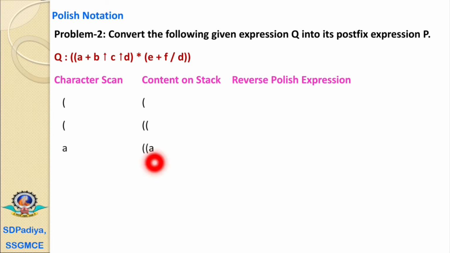Next is A, the operand, that's why push it to the stack. Next is an operator, therefore first we pull the previous scanned operand A from the stack to the expression and we have written this plus on the stack. Next is B, that is an operand, that's why we have pushed it on the stack. Next is the upward arrow, it is an operator, that's why we have pulled the previous scanned operand from the stack to the expression. Next is C, an operand, that's why push it on the stack.